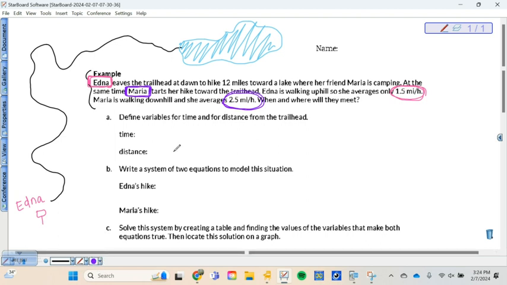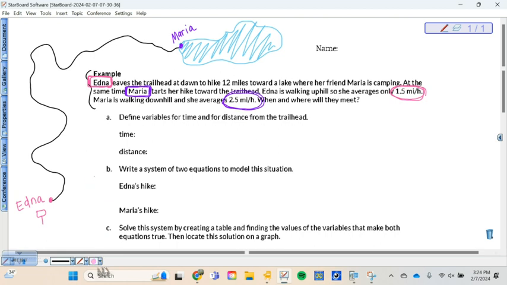Okay, so. And where's Maria starting? She's starting at the lake. So Maria is up here, right? Okay, Edna's down there. Okay, and Maria is walking toward Edna, and Edna is walking toward Maria. That means Maria is walking away from the lake toward the trailhead. And Edna's walking toward the lake away from the trailhead, right?